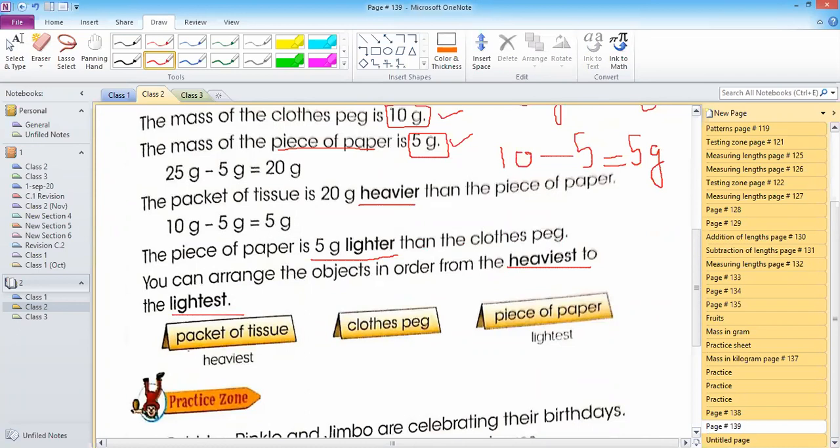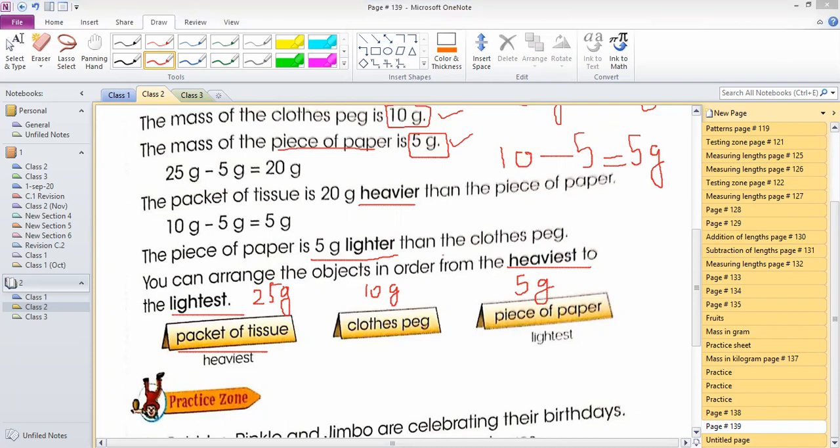Or we can arrange the objects in order from the heaviest to the lightest. The heaviest object is the packet of tissue, because it is equal to 25 gram. Then the cloth bag, because it is 10 gram, less than 25, but greater than the mass of the piece of paper, and the piece of paper is 5 gram. So heaviest is packet of tissue, then cloth bag, then piece of paper. Is it clear, guys? That's very good, guys.